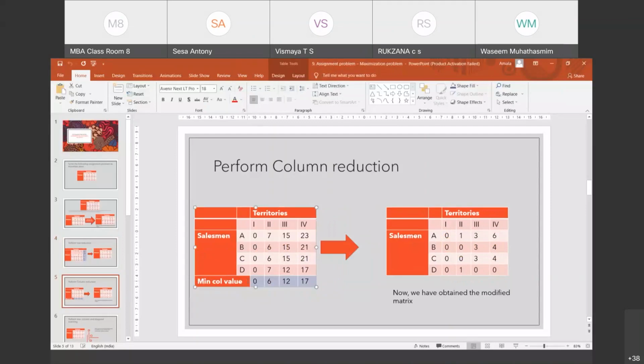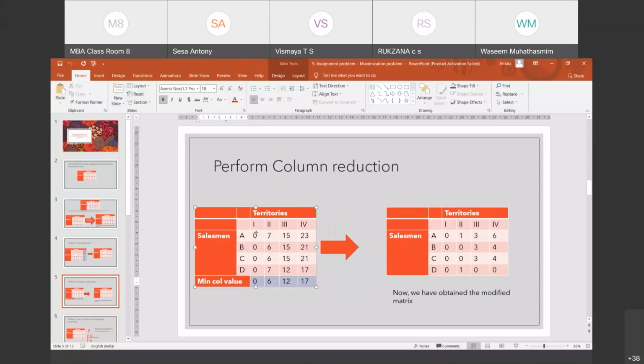Minimum value in the first column is how much? First column minimum value is 0. Similarly, second column, what is the minimum value? 6. Can you see? Third column, the minimum value is 12 and fourth column minimum value is 17. Subtract each of the column values with the corresponding minimum value. First column will remain the same because the minimum value is 0. Second column, minimum value is 6. So 7 minus 6, then 6 minus 6, 6 minus 6 and 7 minus 6.